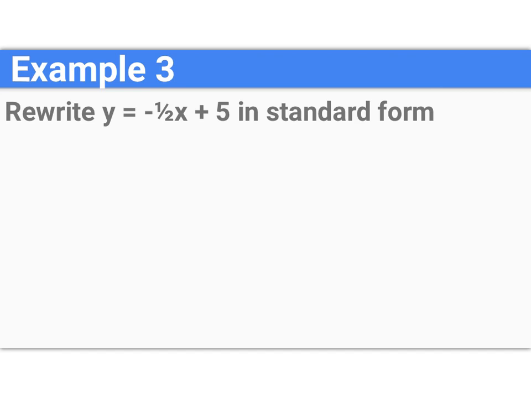Okay, so rewrite y equals -1/2 x plus 5 in standard form. Standard form is in the form ax plus by equals c. This is called slope-intercept form, which is y equals mx plus b. So what do we do here? We put the x out front.